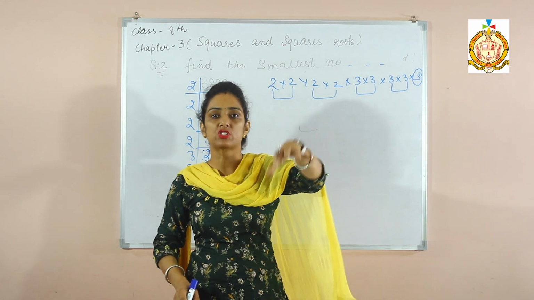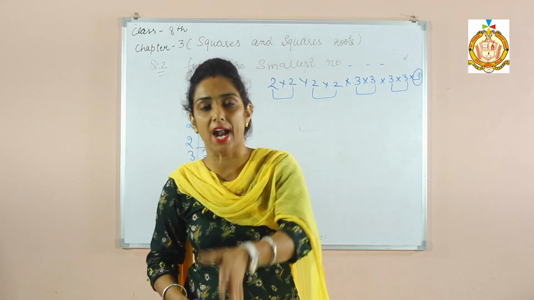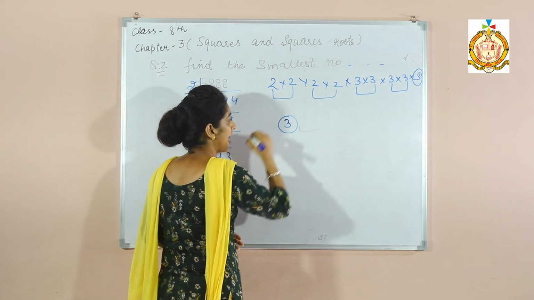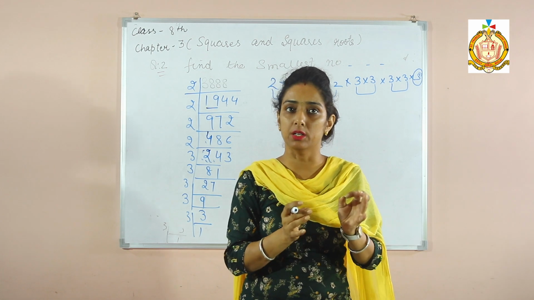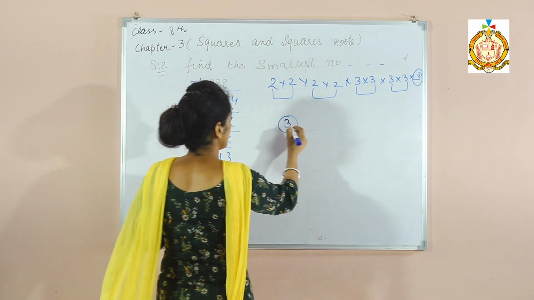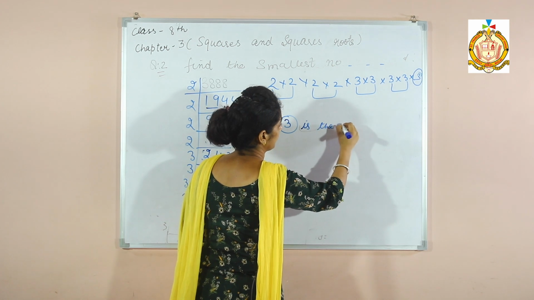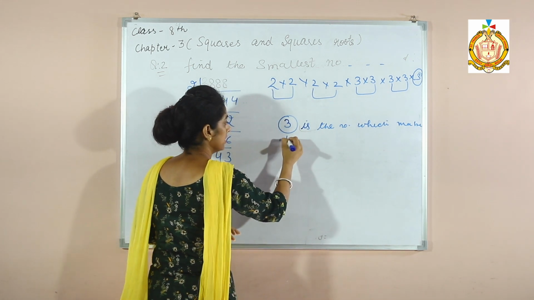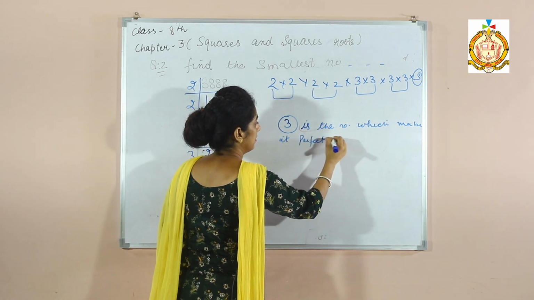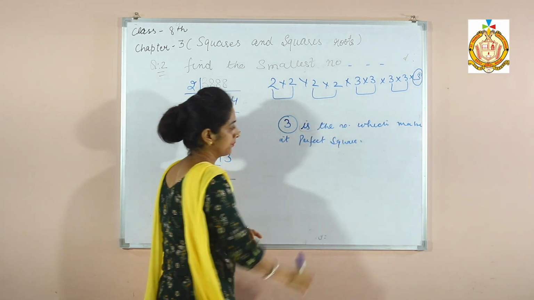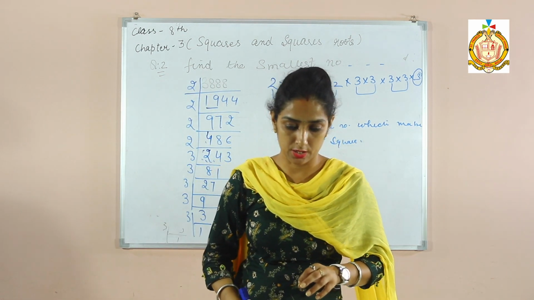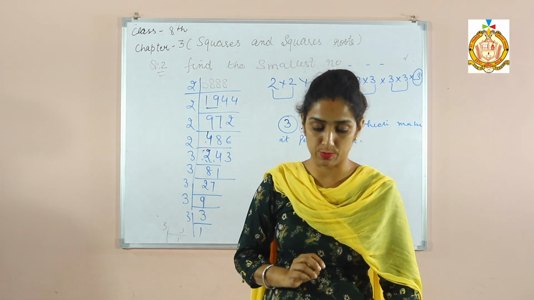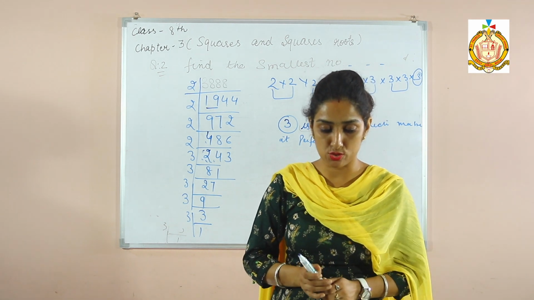So we have to multiply by the number which is not in a pair so that it becomes a perfect square. So 3 is the number which makes it a perfect square. With this, the concept of finding the square root by the prime factorization method is complete, and try to solve all the questions.